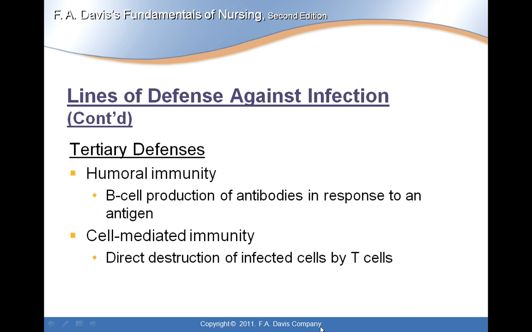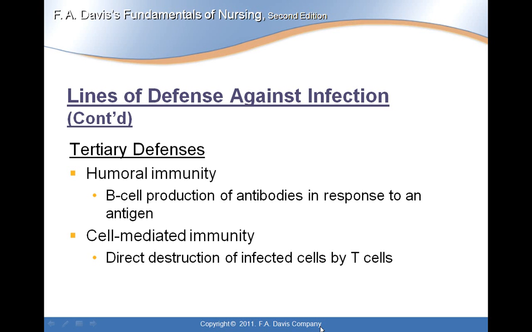Okay, so the last way that we'll talk about is our tertiary defenses. And so these are our longer lasting defenses when we talk about primary versus secondary. The tertiary defenses, we have humoral immunity and then we have cell-mediated immunity. So with humoral immunity, you have B cell production of antibodies in response to an antigen.